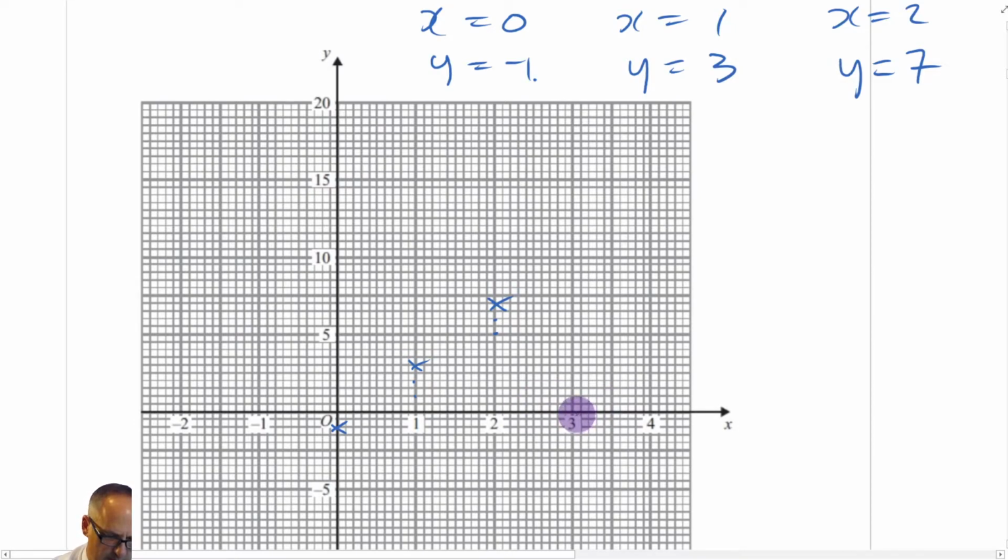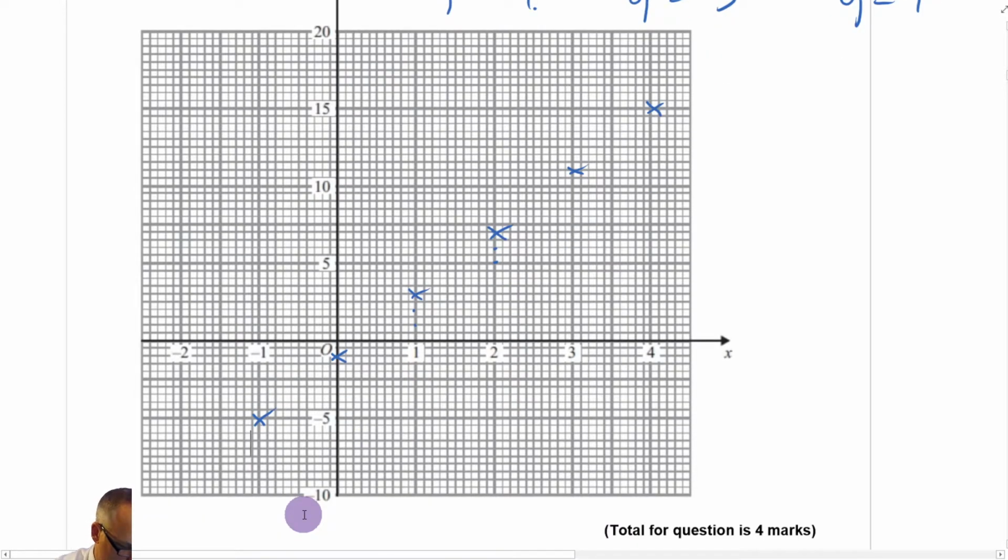So therefore 3 will be 4 more, so we'll get to 11. 4, we can go 4 more than 11, so we get to 15. And then if we go to -1, we go 4 down, that'll be 5. And we should be able to go -2, go 4 more down, that will give us 9. And then we can draw a line for all of these points. There we go. And we have our equation of our line here.